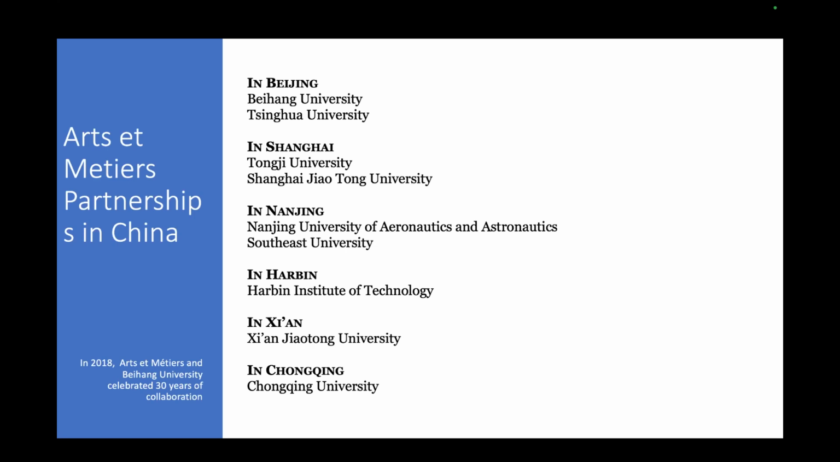As a conclusion, ENSAM has a long-standing relationship with Chinese academic institutions. In 2018, we celebrated 3 years of collaboration with Beihang University, for example. In addition to Beihang, we partner with top universities across China, including Tsinghua University, Tongji University, SJTU, among others. These partnerships not only enhance our research capability, but also create meaningful opportunities for our students to engage in cross-cultural academic exchange.